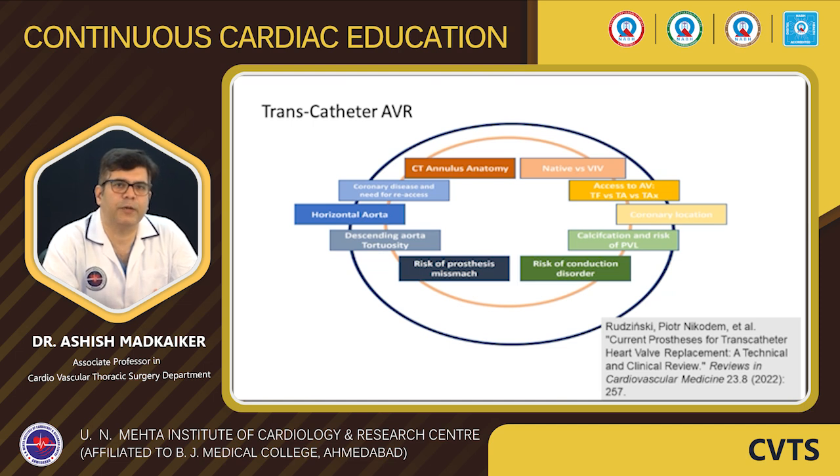We should also think about conduction disorders which can happen after the procedure. We should think about the risk of patient prosthesis mismatch. We should also look at the anatomy of the ascending and descending aorta, how the lie of the aorta is, whether it is too horizontal or too vertical. And again, associated diseases have to be taken into consideration before we finalize the plan.